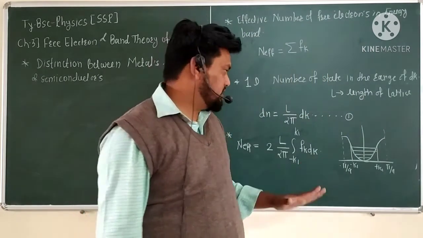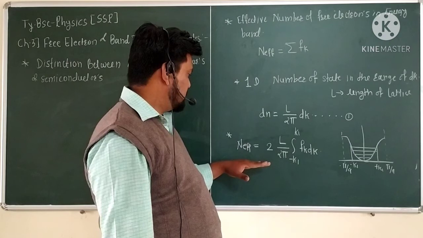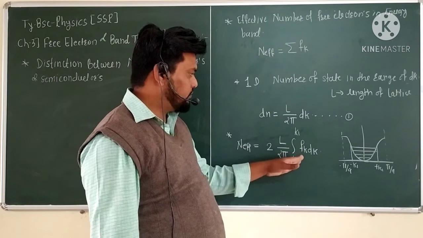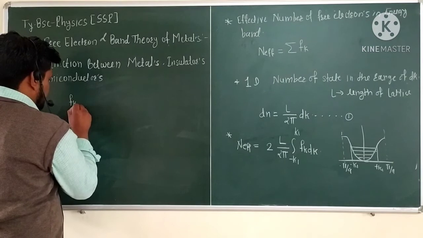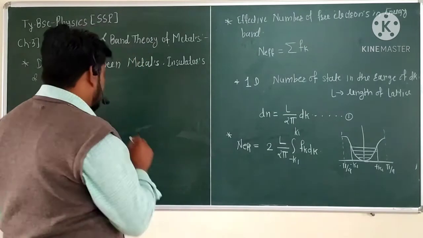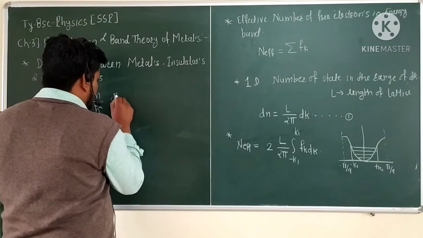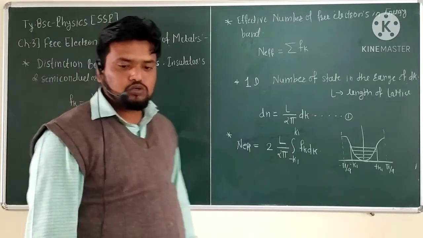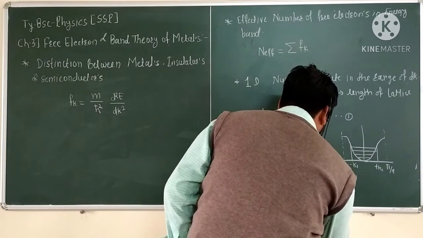Now, a summary of the last lecture. We have given this expression, which is considered as n effective, equal to 2 into L upon 2 pi, integral from minus k1 to plus k1 of f(k) dk, and that f(k) value is nothing but m upon h cross square into d square E divided by dk square. We want to put this value in, for example, this is considered as equation number 2.